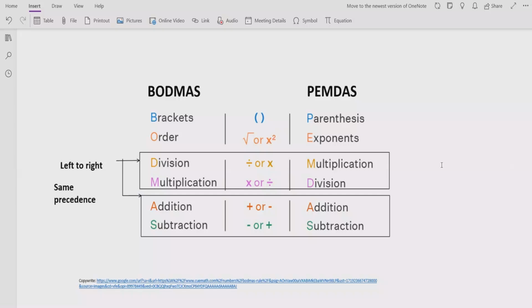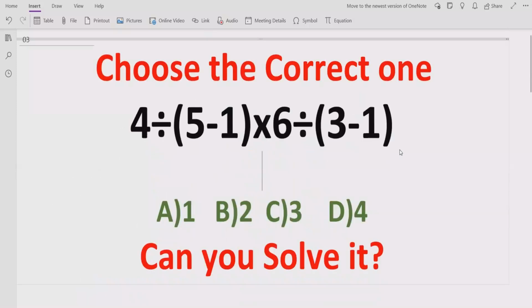Step number 3, you have to solve the division and multiplication. So what you have to do, you have to go left to right in your expression and find out division and multiplication. Both have similar precedence, so you can solve any of them which is coming first. Similarly, for addition and subtraction, we have the same rule. We can solve addition first if it is coming first, and we can solve subtraction first if it is coming first. Now move forward to solve the given expression.